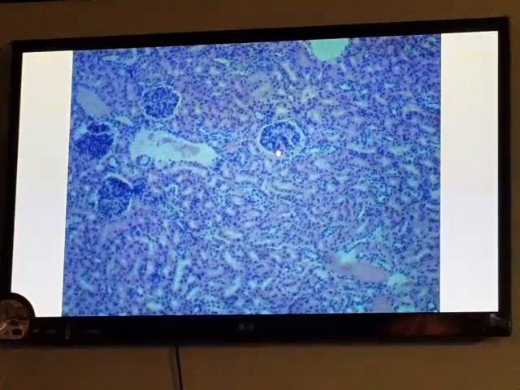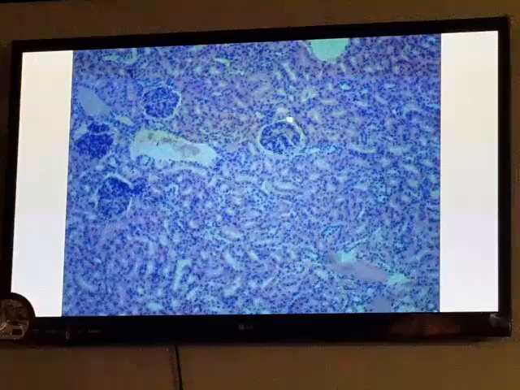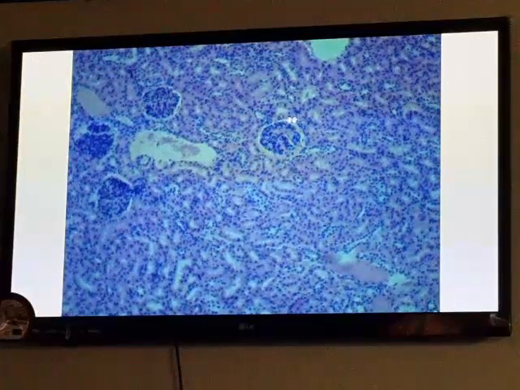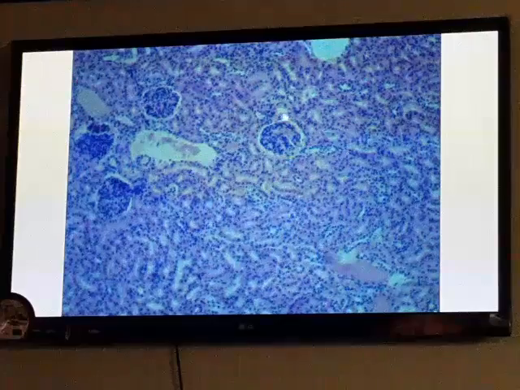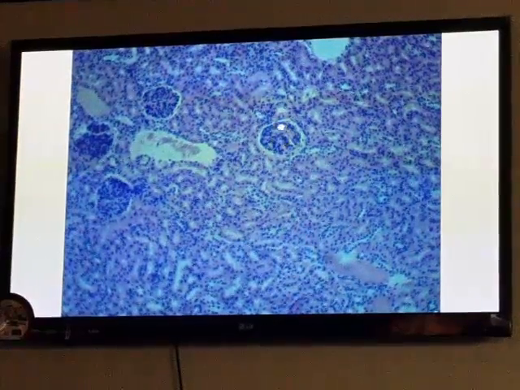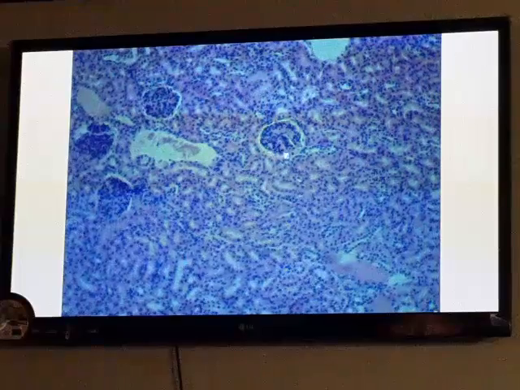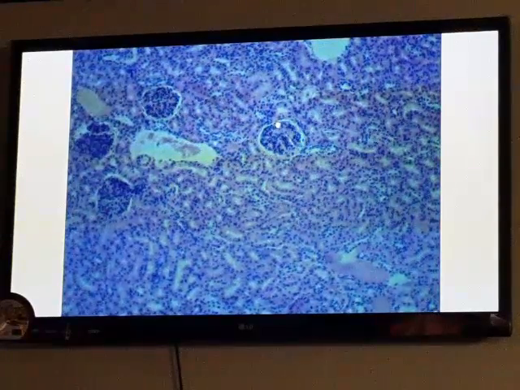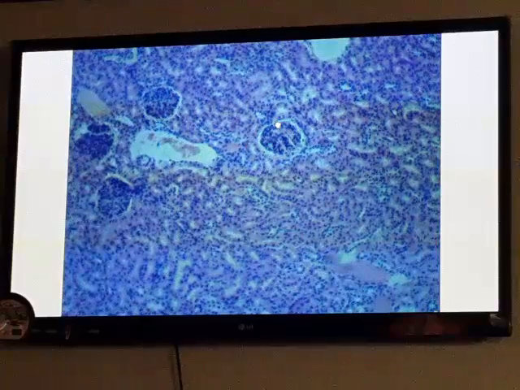Each nephron has a dilated upper part called the renal corpuscle, found in the cortex. Each corpuscle is composed of a tuft of capillaries surrounded by a double-walled epithelial capsule called Bowman's capsule.